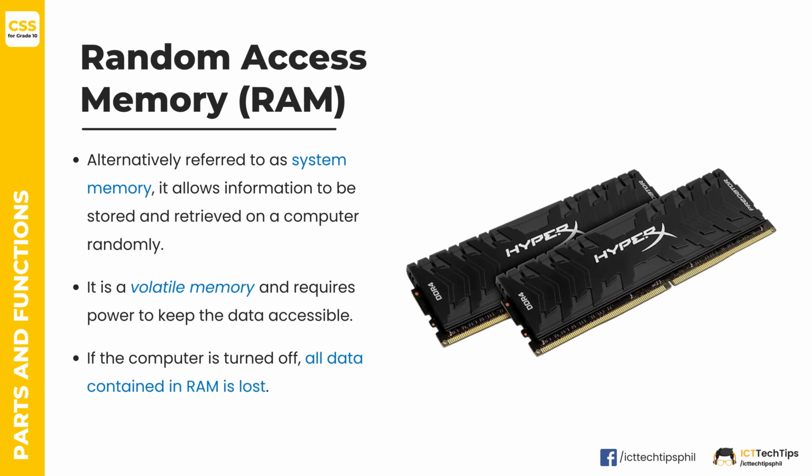Number 3. Random access memory or RAM. Alternatively referred to as system memory, it allows information to be stored and retrieved on a computer randomly. It is a volatile memory and requires power to keep the data accessible. If the computer is turned off, all data contained in RAM is lost.